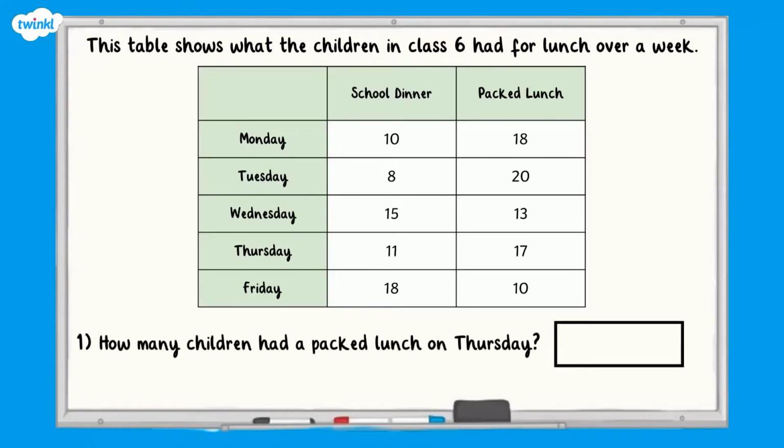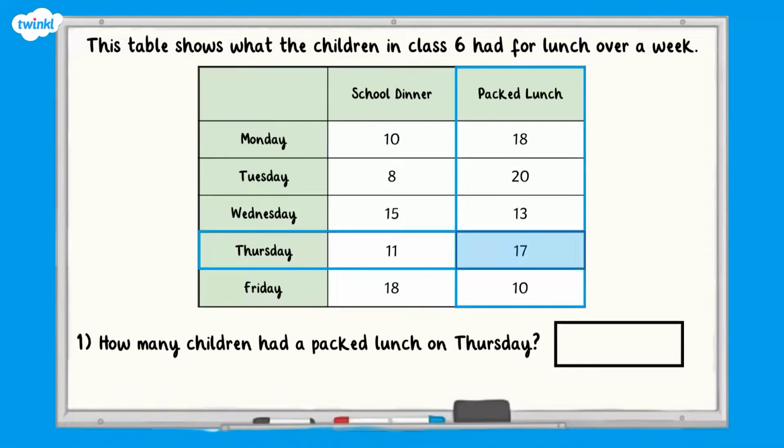Question 1. How many children had a packed lunch on Thursday? First, we need to identify which row and column we need to look at. We can use the row and column headings to help. We need the packed lunch column and the Thursday row. The number in the box where the two columns meet is 17. So that means that 17 children had a packed lunch on Thursday.